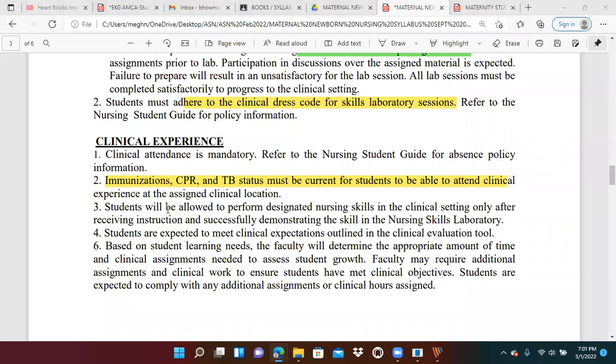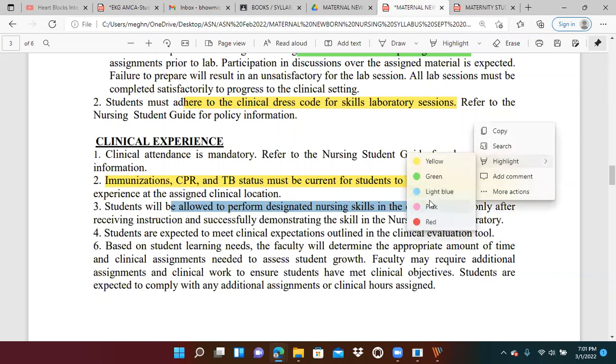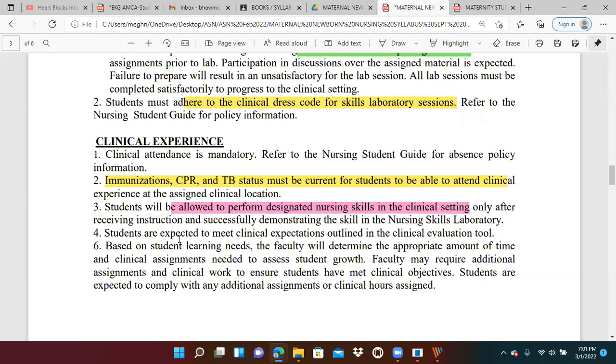Students will be allowed to perform designated nursing skills in the clinical setting, right? We can provide it. Students are expected to meet clinical expectations based on student learning needs. Faculty will determine the appropriate amount of time and clinical assignments needed to assess the student's growth.